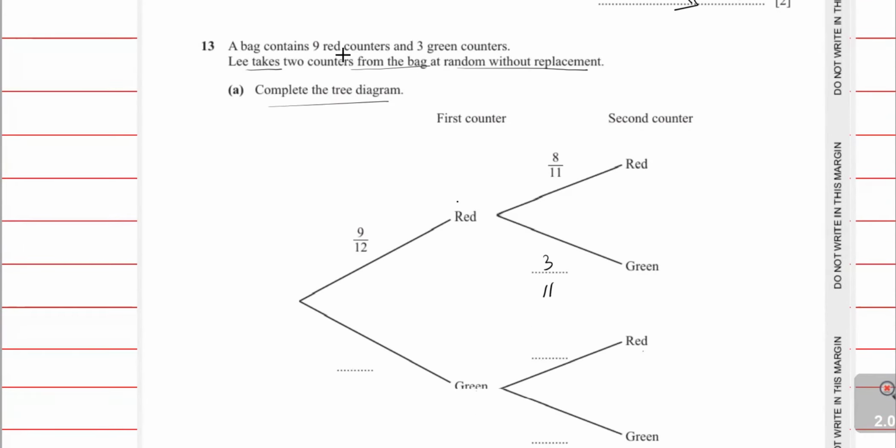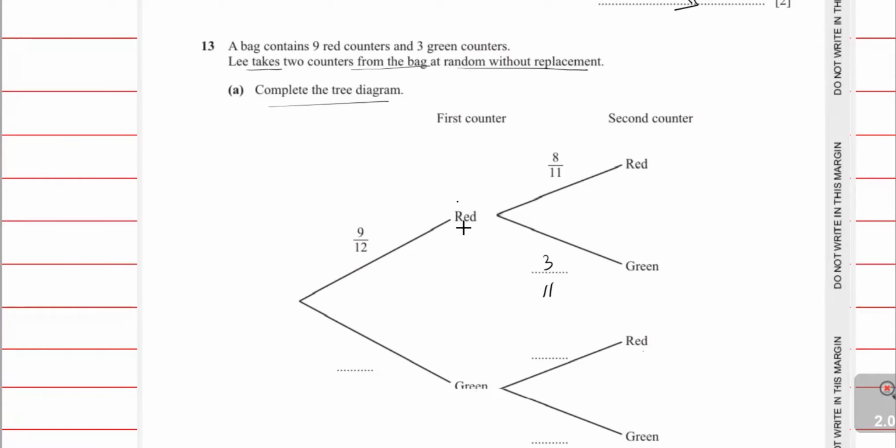Next question number 13. A bag contains 9 red counters and 3 green counters. Lee takes 2 counters from the bag at random without replacement. Complete the tree diagram.